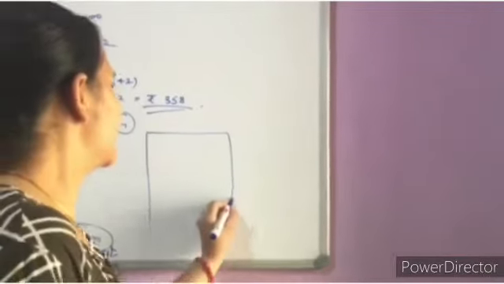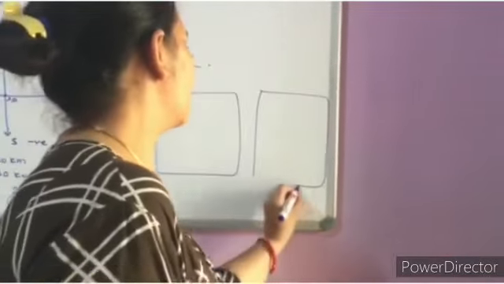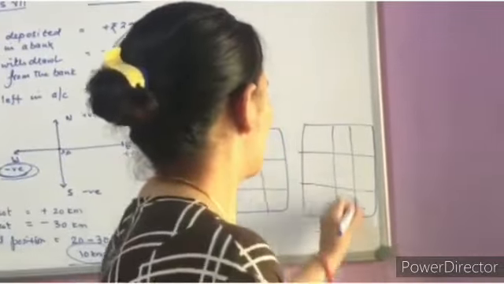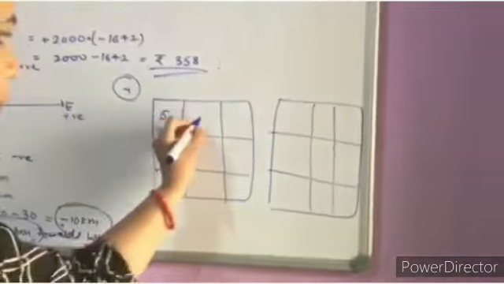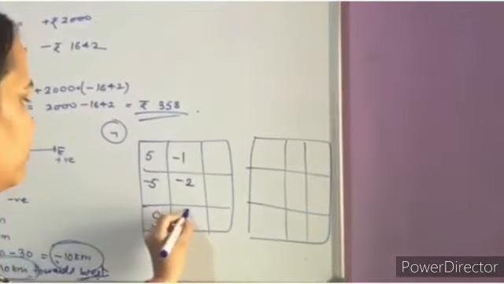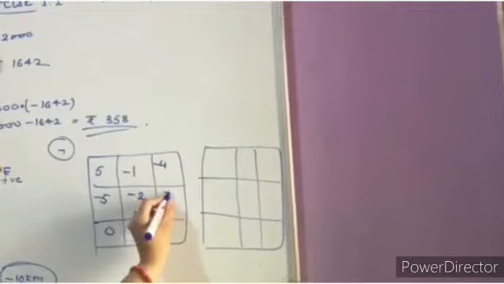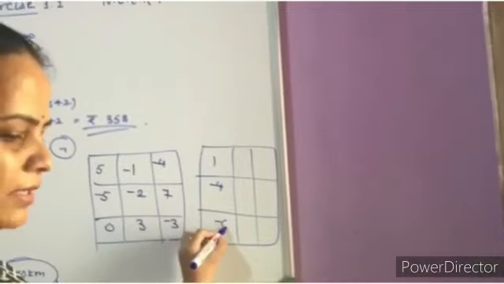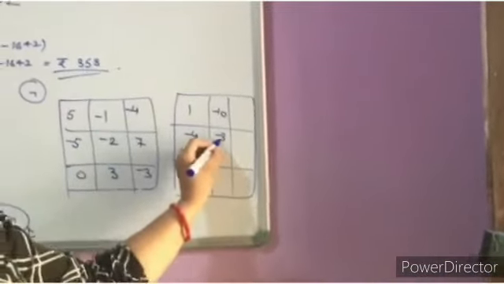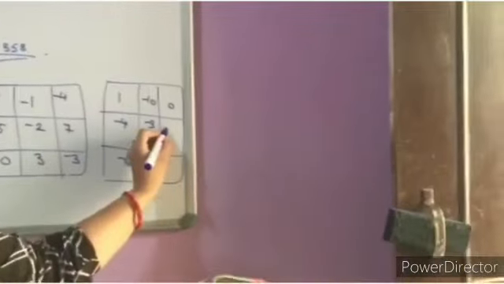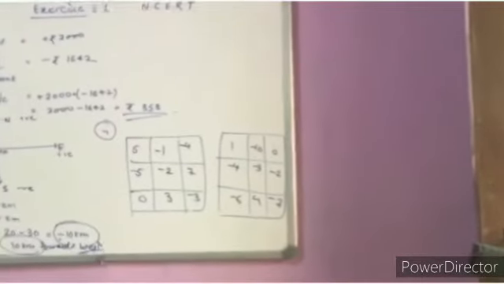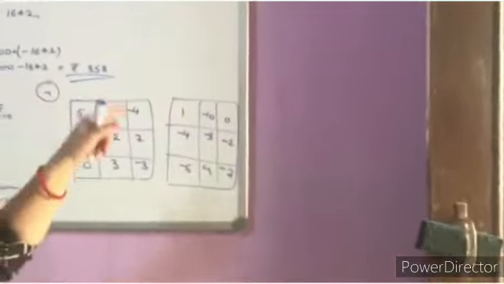Okay, question number 7. There are two squares in this question. We have to find out which one is a magic square and which one is not. The first square has 5, minus 5, 0, 1, minus 1, minus 2 and 3, and then 4, minus 4, 7, minus 3. The second has minus 6, minus 10, minus 3, 4, 0, minus 2 and minus 7. We have to see the total sum of rows, columns and diagonals.